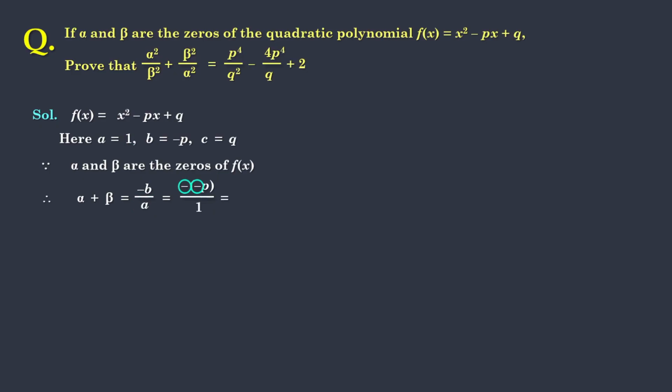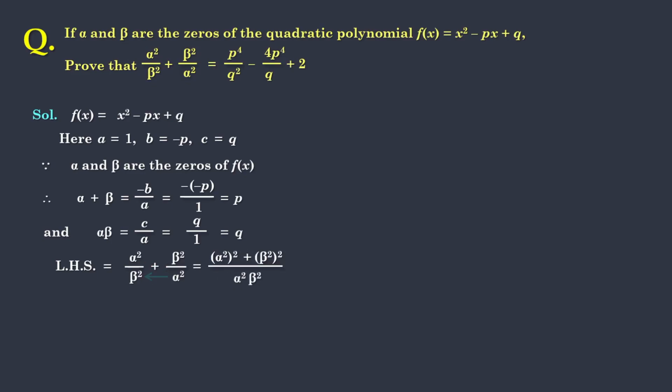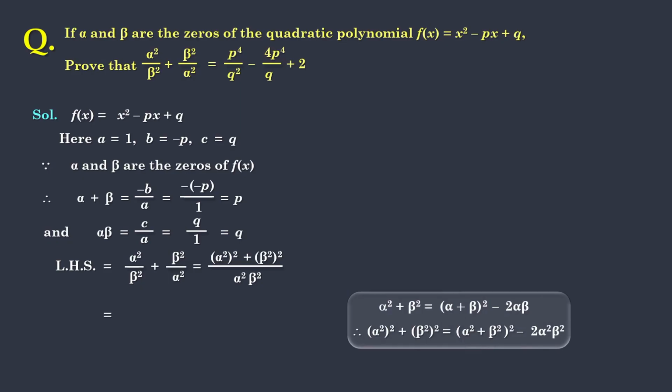Now consider the left-hand side of the expression. It contains alpha squared divided by beta squared plus beta squared divided by alpha squared. First, combine the two fractions. This can be written as alpha raised to the power 4 plus beta raised to the power 4 divided by alpha squared multiplied by beta squared.